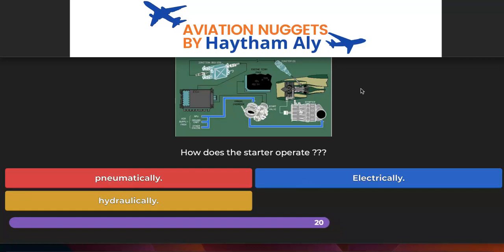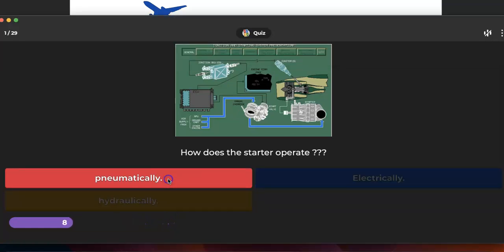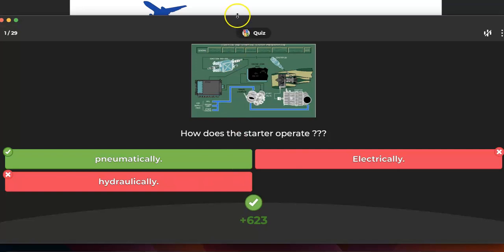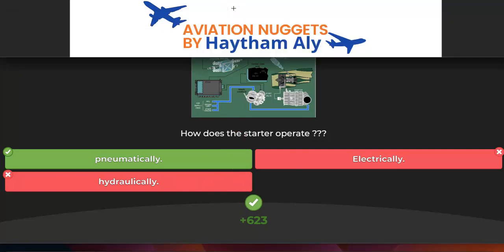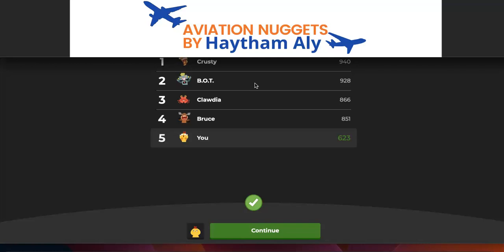Let's have some questions on the Airbus A320 CFM engine ignition and starting. How does the starter operate? Pneumatically, electrically, or hydraulically? The starter is an air starter, so it will operate pneumatically. So, in this session, we will have some questions on the Airbus A320 CFM engine ignition and starting system. Okay, let's continue.